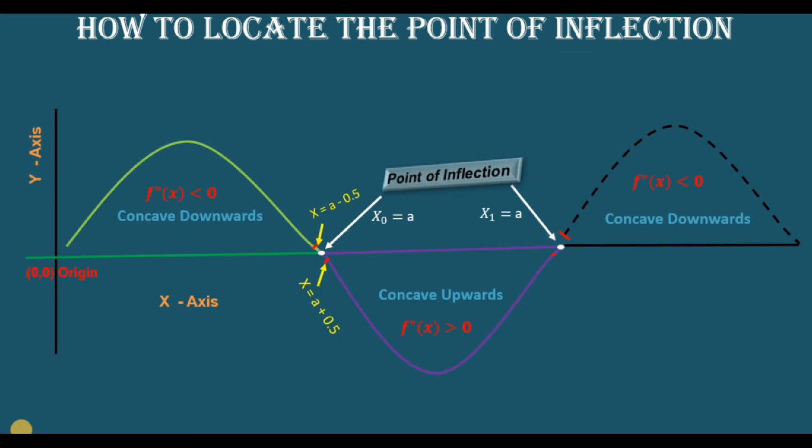Otherwise, if the signs are the same, then that point, suppose x0 is equal to a, will not be the point of inflection. And we will repeat all these procedures in order to evaluate the rest of the expected points of inflection.